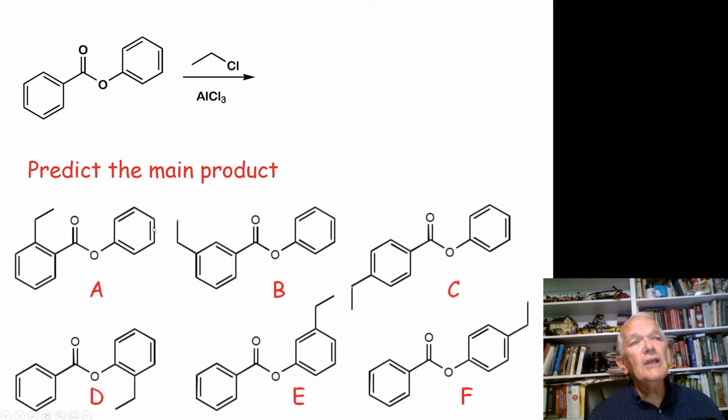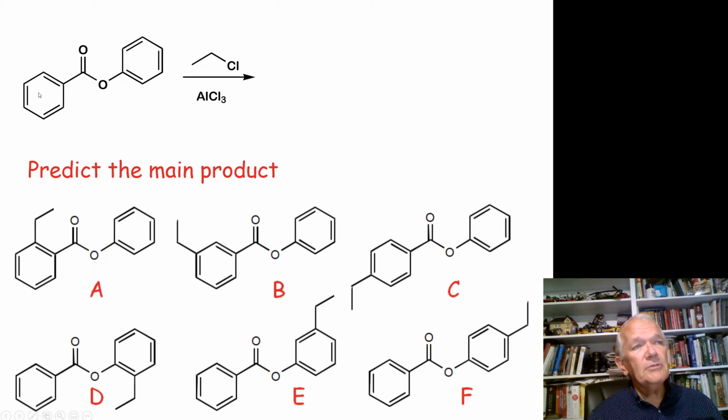Okay, so let's do one final problem here. Here I have this is an ester. It's a phenyl ester of benzoic acid, and we're going to do Friedel-Crafts alkylation. Now we don't have to worry about rearrangements because it's an ethyl. If an ethyl rearranges, what do you get? You get an ethyl. So the question is merely where does the ethyl go? So let's think about the various possibilities.